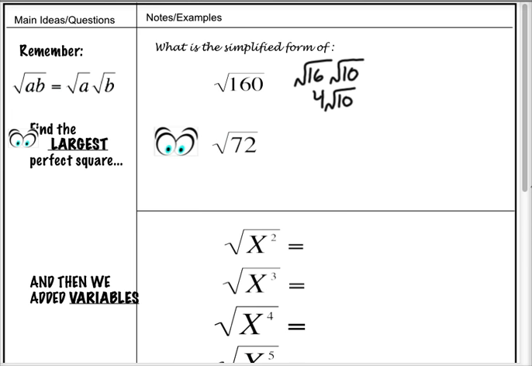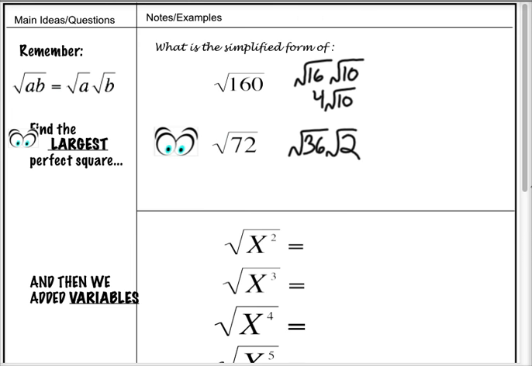The biggest thing is remembering to pull out the largest one. Now, same story for the 72. As you're looking, you will probably see that 4 divides 72. And then you'll come across and see that 9 divides 72. But if you're going for the biggest, the largest perfect square that divides it, you're going to want to pull out the 36.